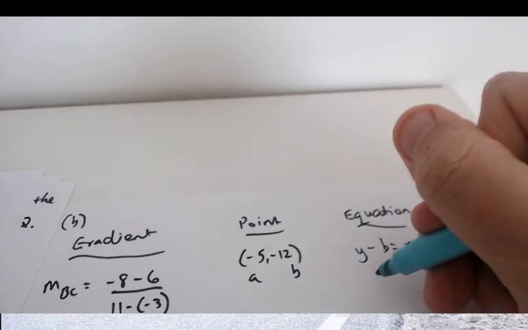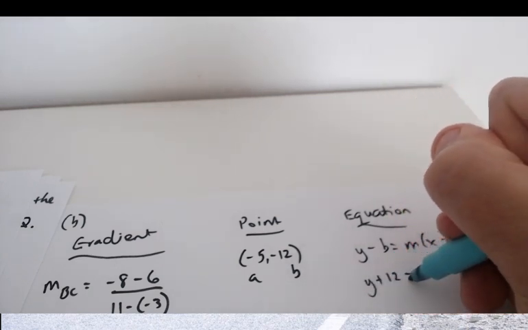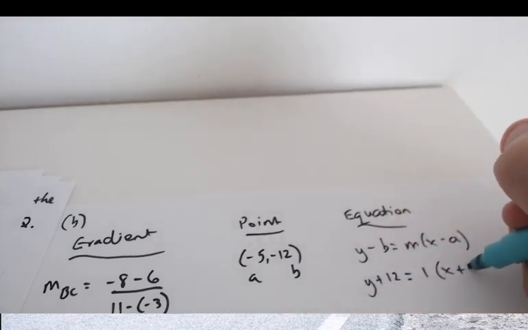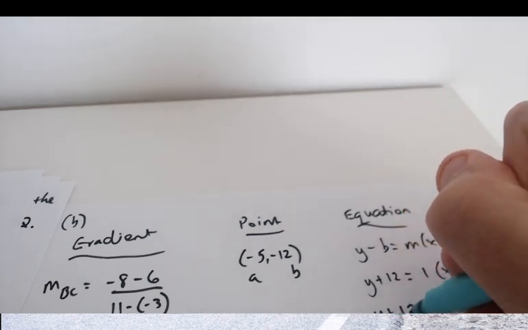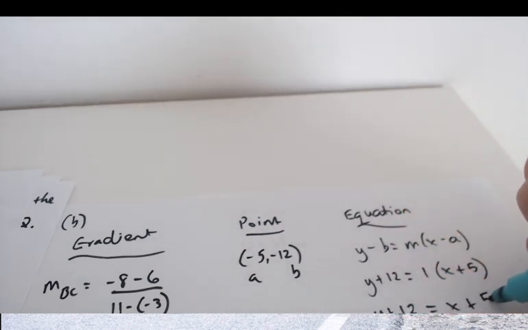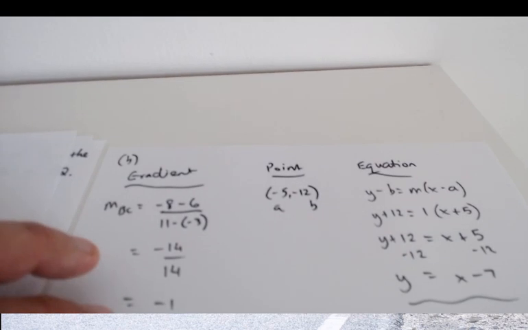Fill in the information. y add 12 will equal 1 bracket x add 5. Multiply out the bracket. Well, you're timesing by 1 so it doesn't change. Take 12 off both sides. And there is my equation.